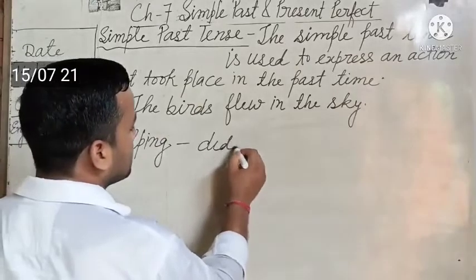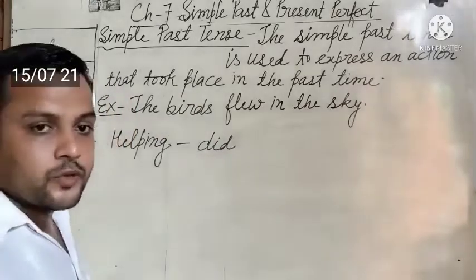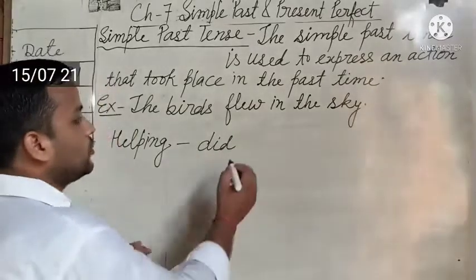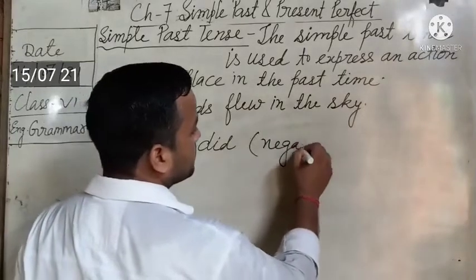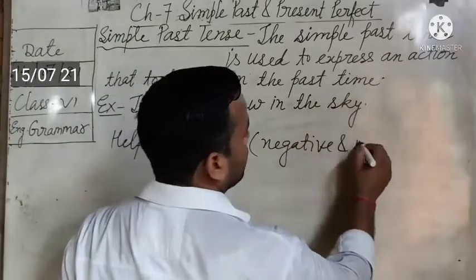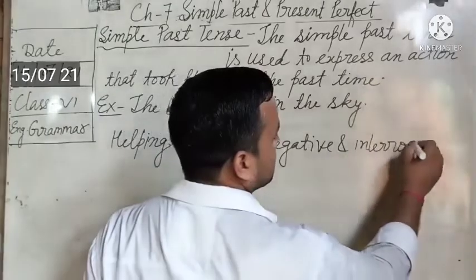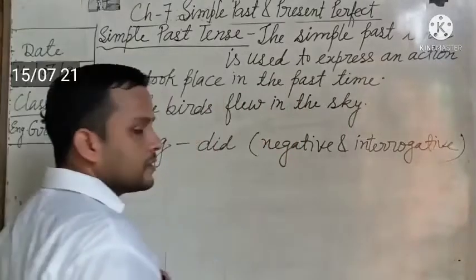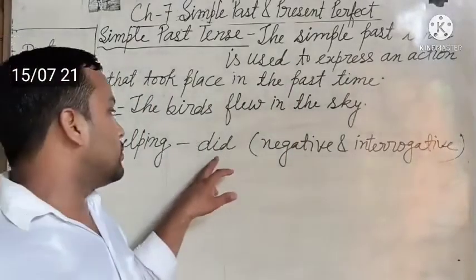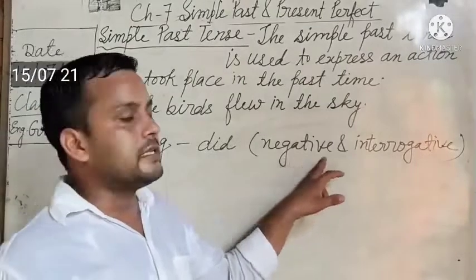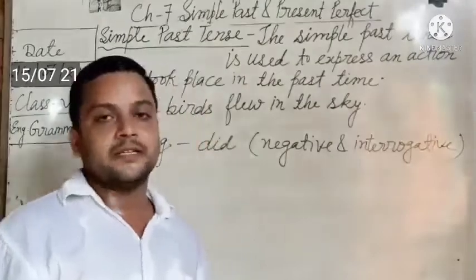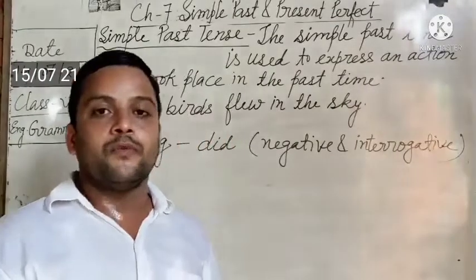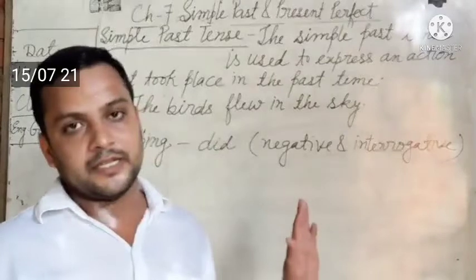Okay? Students, helping verb. The helping verb of simple past tense is did, and it is used in negative and interrogative sentences. When the sentence is assertive, when the sentence is affirmative, we never use did in an affirmative sentence.